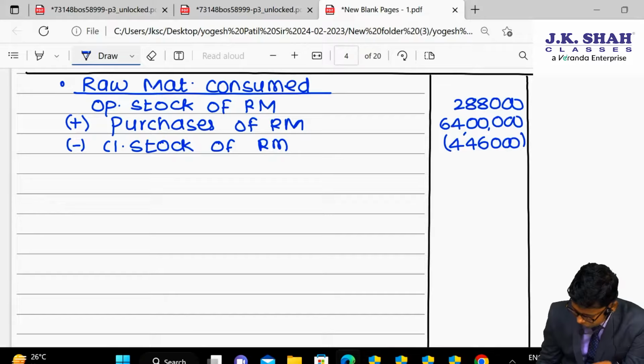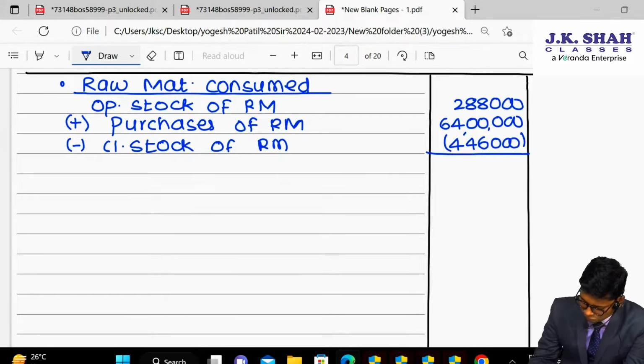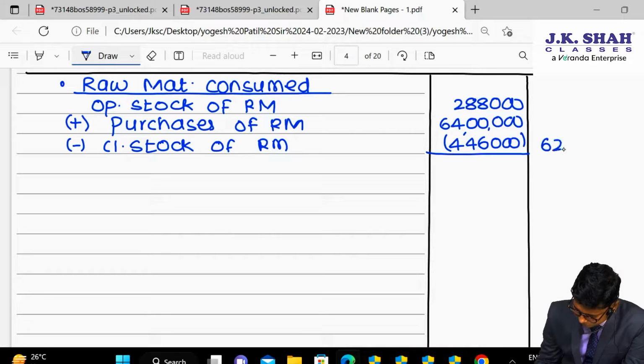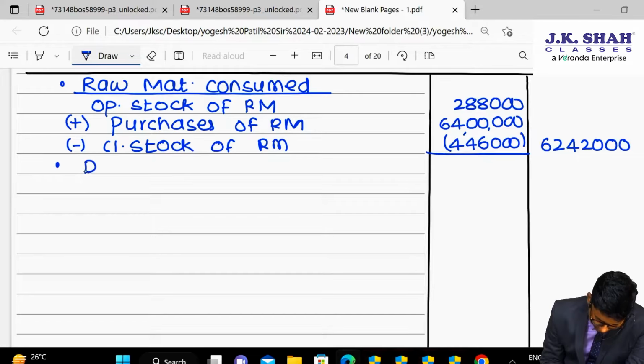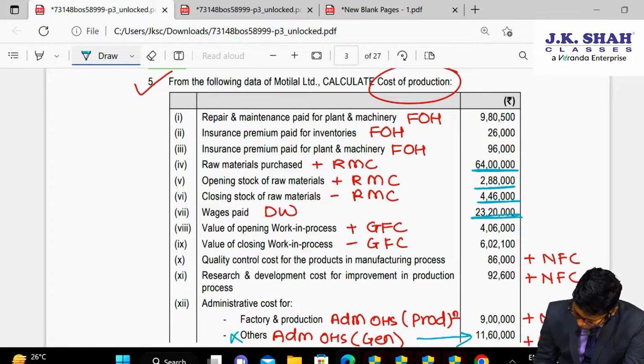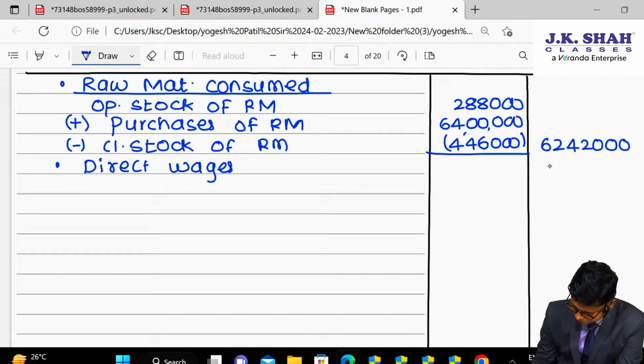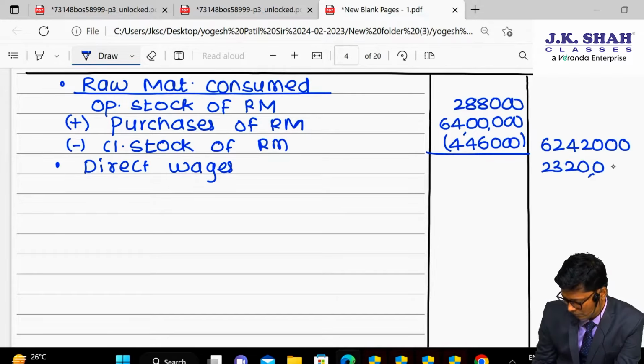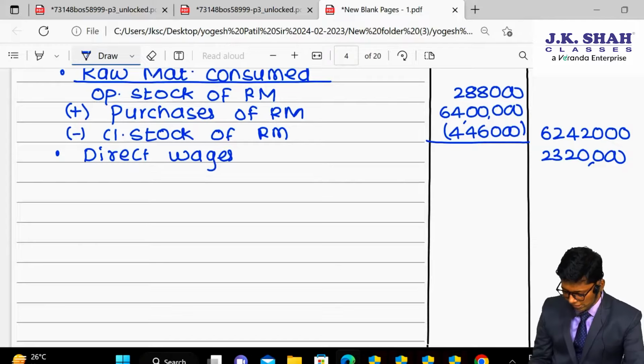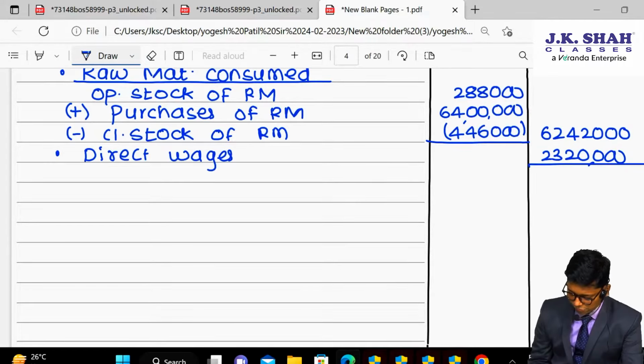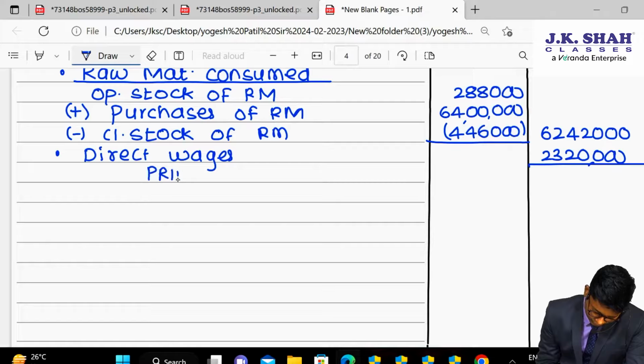When you take the total, you will get your RMC. Please use your calculator: 2,88,000 plus 64 lakhs minus 4,46,000. So it is 62,42,000. To raw materials, we add direct wages, and direct wages are directly given in the question, and the amount is 23,20,000. Direct expenses are not given, that's why when you add this up, you are going to get your prime cost as a total.